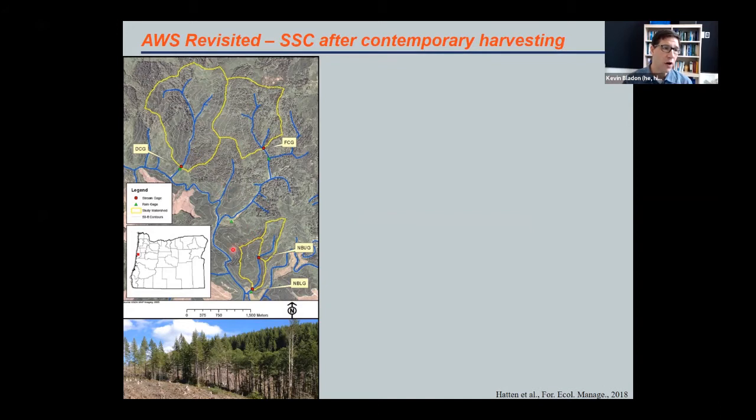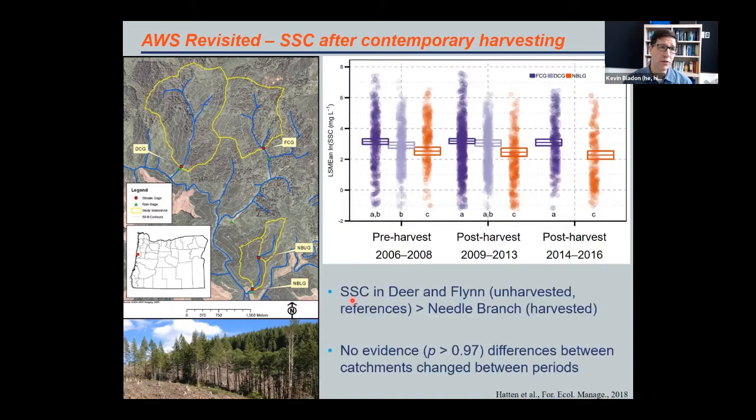And in the recent harvest, because of clear-cut size limitations, Needle Branch was harvested in two passes, the upper portion and then the lower portion. This is a small fish-bearing stream, and so unlike the photo you saw earlier with no riparian areas, well, Needle Branch now had a 50 foot or 15 meter riparian area around the stream. And so here's now some of the results for sediment. So on the y-axis is suspended sediment concentration.